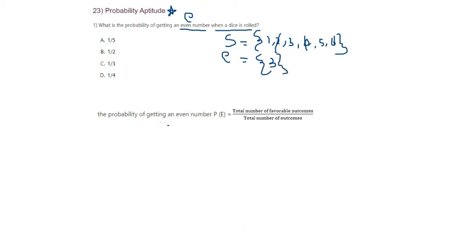So simple. Using this formula, what is the probability of getting an even number? Total number of favorable outcomes by total number of outcomes. The favorable outcomes, how many even numbers, is your 3, and total number of outcomes is your 6, which is nothing but 1 by 2. That's it. Simple method, solve in simple steps, which is your option B.